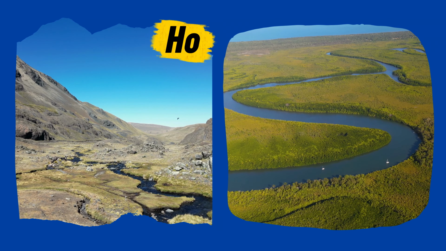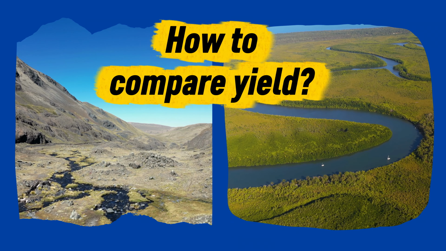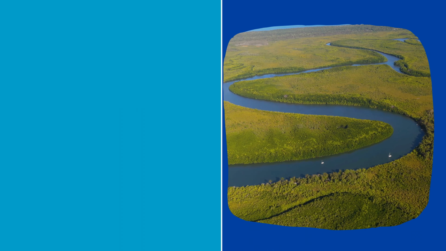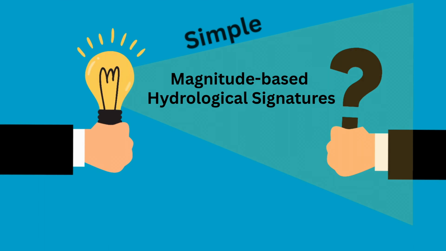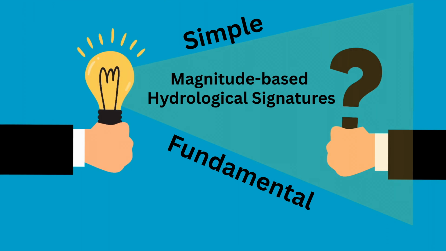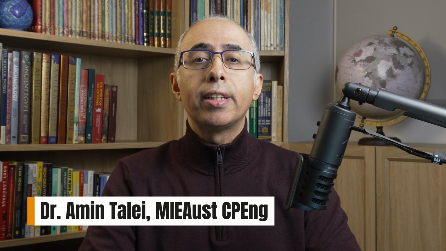How do hydrologists compare the yield of a tiny headwater stream to a massive river basin? The answer is magnitude-based hydrological signatures, which are among the simplest yet most fundamental descriptors of catchment behavior. In this video, we will explore the three most widely used magnitude-based hydrological signatures: mean annual runoff, specific runoff, and volumetric runoff coefficient, and discuss their strengths, limitations, and applications in hydrological modeling.